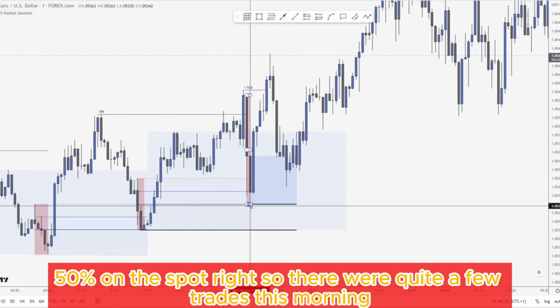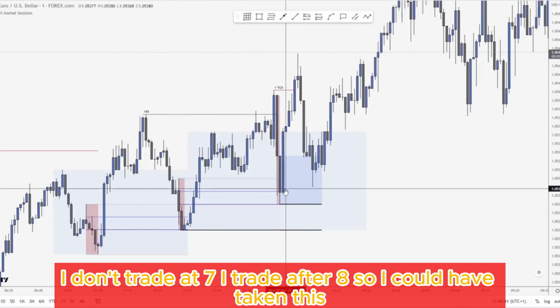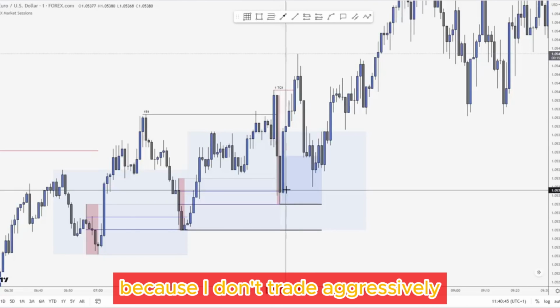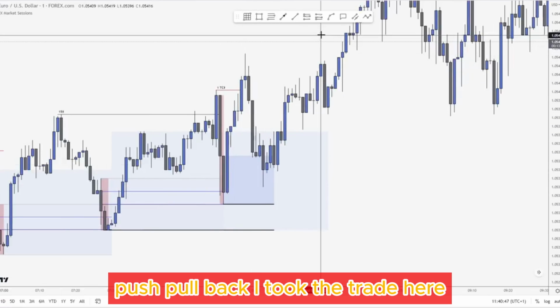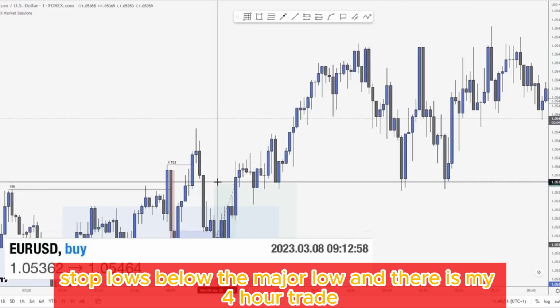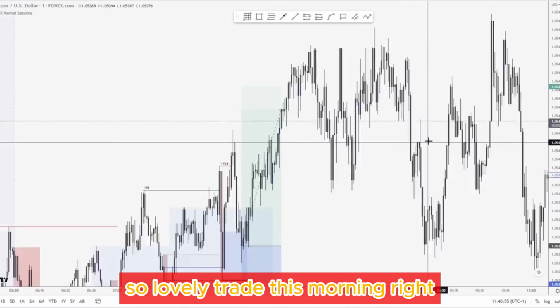50% on the spot, right? So there were quite a few trades this morning, but I don't trade at 6. I don't trade at 7. I trade after 8. So I could have taken this, but I was looking for a confirmation because I don't trade aggressively. Push, pull back. I took the trade here. Stop loss below the major low. And there is my 4-hour trade. So lovely trade this morning, right?